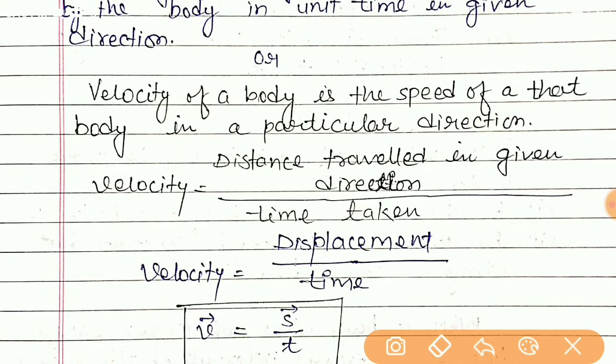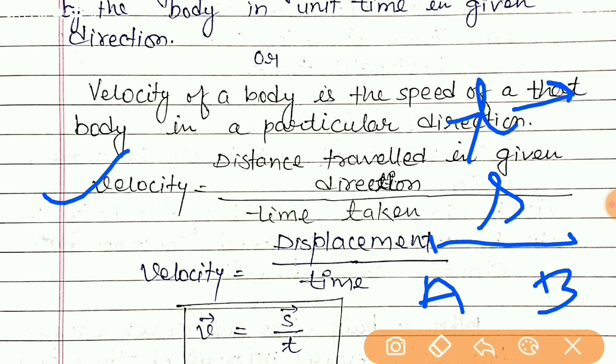The formula of velocity will be: velocity equals the total distance covered by the object in a particular direction, it means the displacement of the object, divided by the total time taken. It means how much time is taken by the object to complete its journey in a particular direction. So it is given as v equal to s upon t, where s is the displacement between two points and the time taken is t seconds.